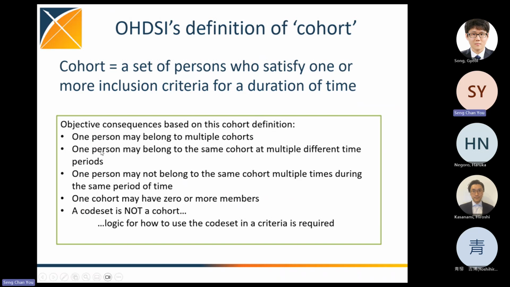So one person may belong to multiple cohorts. One person may belong to the same cohort at multiple different time periods, but one person may not belong to the same cohort multiple times during the same period of time. One cohort may have 0 or more members, but one person cannot belong to the same cohort during overlapping time periods. They can belong to the same cohort at multiple different time periods, not overlapping time periods.